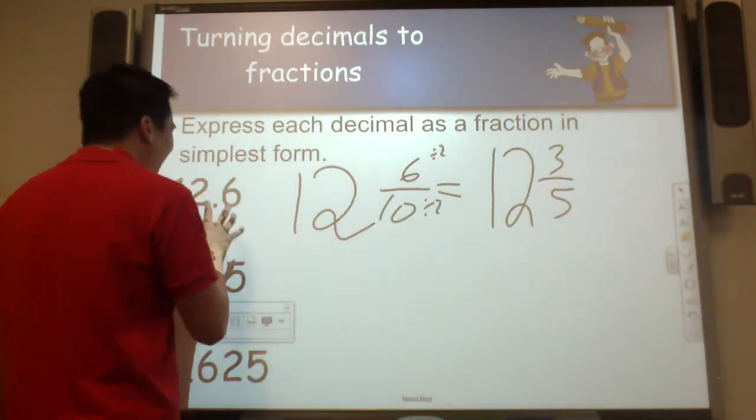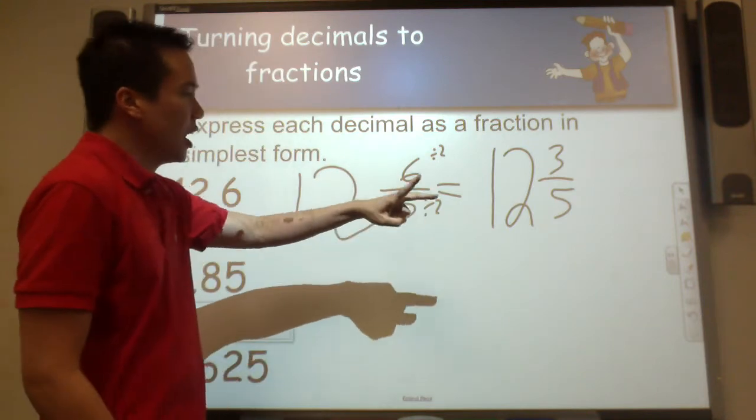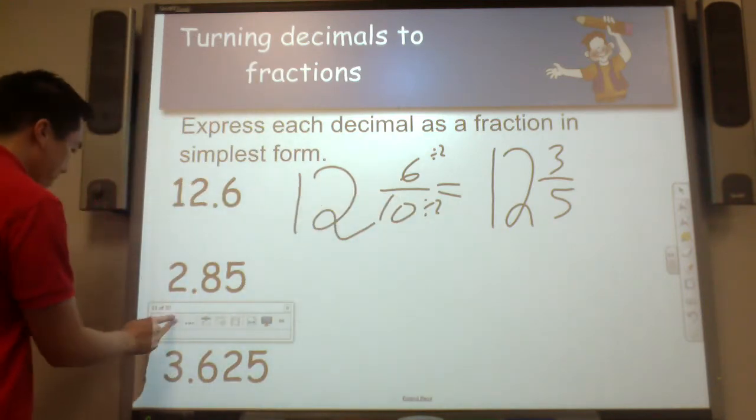So that's how you turn a decimal into a fraction. You need to know your place value, either tenths, hundredths, or thousandths, and then you can simplify it.